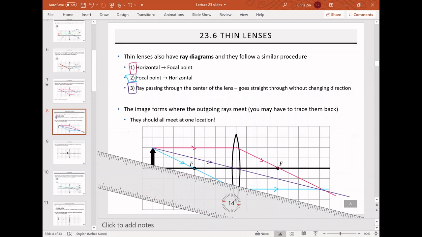Now, if you've drawn all of these correctly, then all of the outgoing rays should meet at a single point. In this figure, it's about right here. That point where all of the outgoing rays meet is the image location. So this lens forms an image of the object at this position. Note that in some cases you may have to trace back the outgoing rays to make them meet. We will see examples of this coming up.